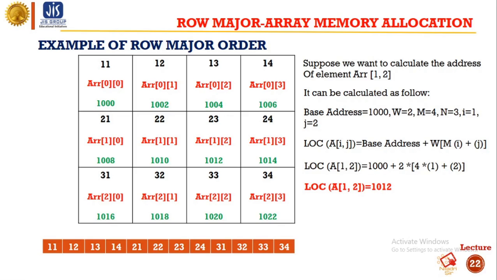Okay, so the location of A[I][J], the formula is base address plus W(M I plus J). Okay, so if we put the values, base address is 1000. Next W is 2, M is 4, I is 1. Okay, and J is 2. So location of 1 2 will be 1012.